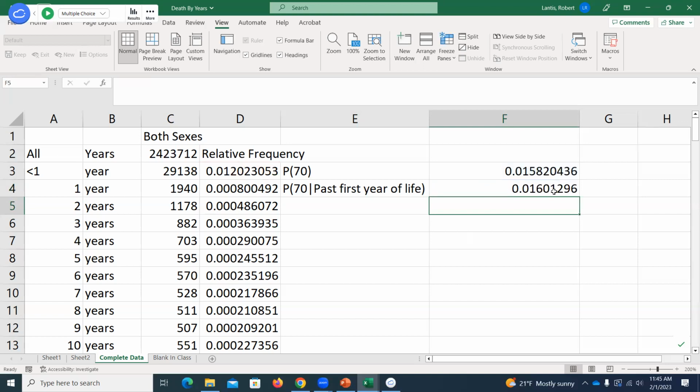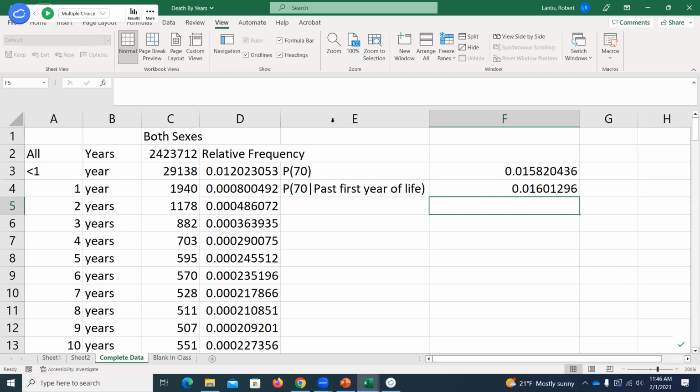And you can see, okay, if I make it past that first year of life, my probability of making it to age 70 goes up quite a bit. Or I could play around with, if I make it past the first 3 years of life, what's the probability I die at whatever age, and we can play around with the different values.